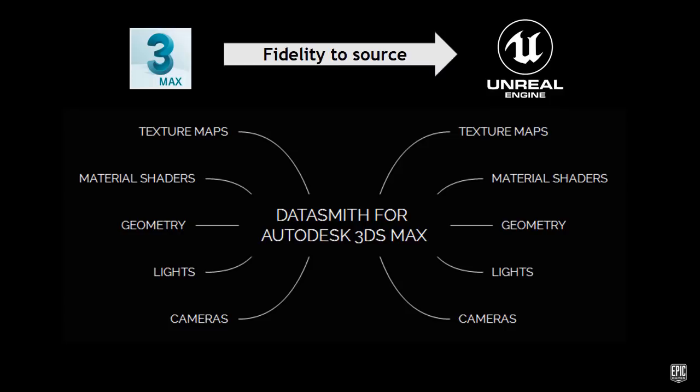This time using 3ds Max for the example. You can see that texture maps, material shaders, geometry, lighting, and cameras all going through the Datasmith plugin come directly into the Unreal Engine with little or no manipulation or loss. So the fidelity is maintained, and this continues for many, many design applications, and the list of those applications continues to grow. As we continue to develop the Datasmith plugin, so will its ability and the number of applications that it supports also grow.